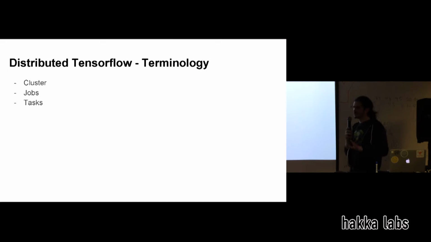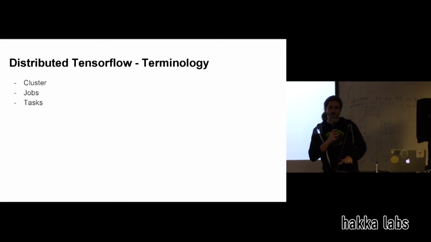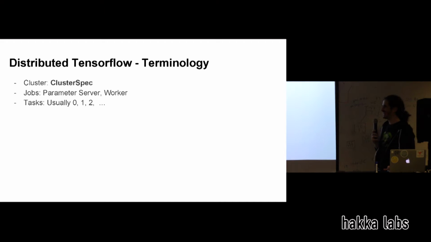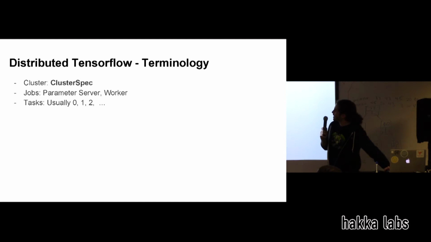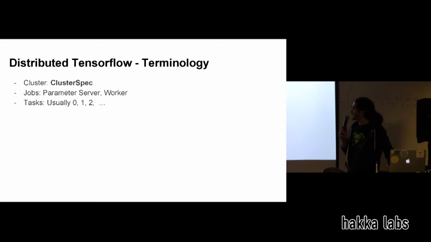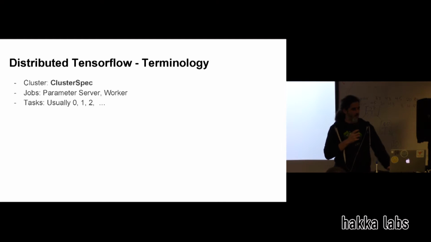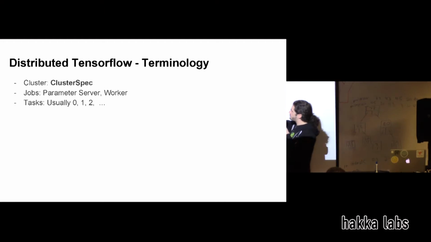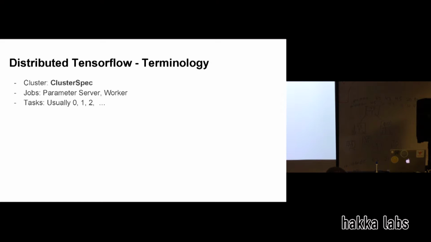There is some terminology that at first glance can be confusing. We'll try to make it more confusing. Mainly we have a cluster. A cluster is made of jobs, and each job has a series of tasks. We usually specify the cluster in a cluster specification. The jobs are usually two: one for the parameter server, and one for the worker. Then for each of the jobs, you have different tasks. So it's just a list.